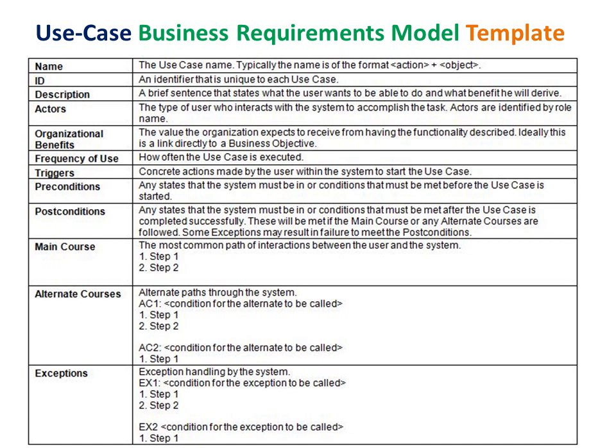The actors means here we need to identify who is going to interact with the system to accomplish the task, and what the benefits are for the organization, how this is going to be used, the frequency of use, the triggers, preconditions, post conditions, main course, alternative courses, and exceptions. This is a long table, but the most important things here are the name, the actors, the preconditions, the post conditions, and the main course.